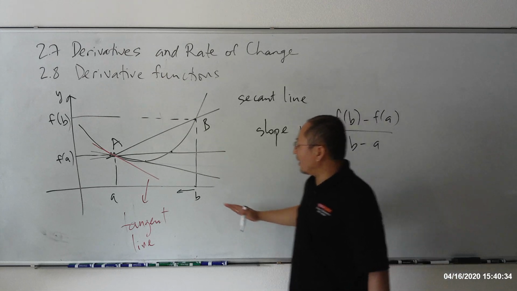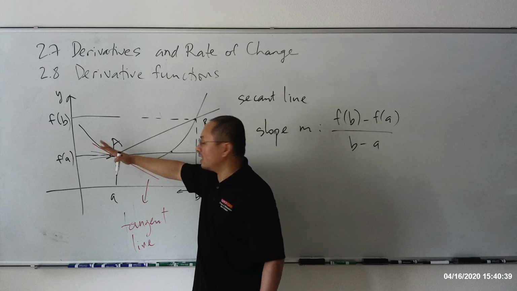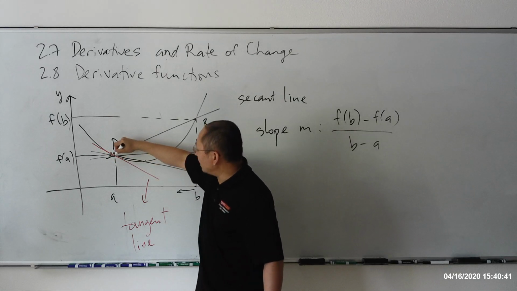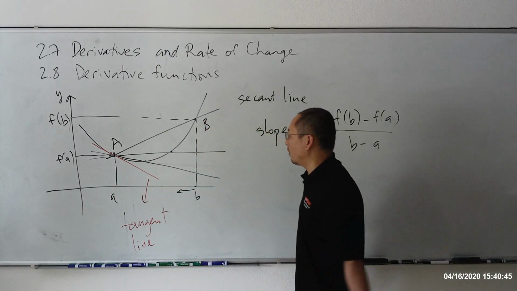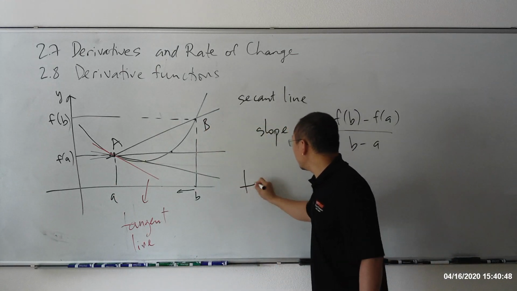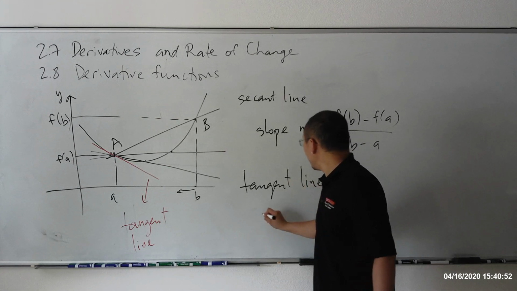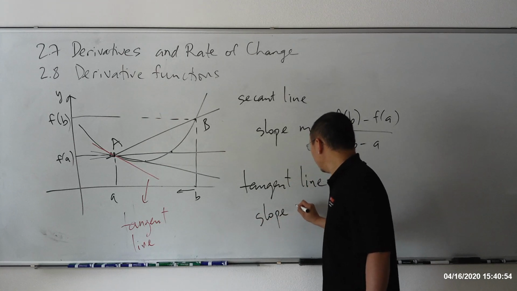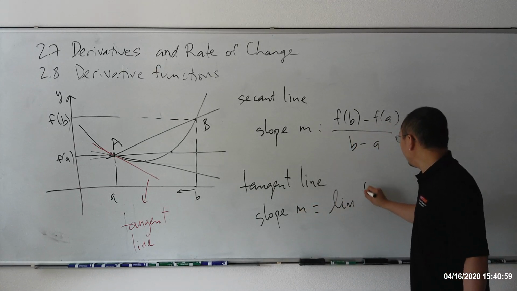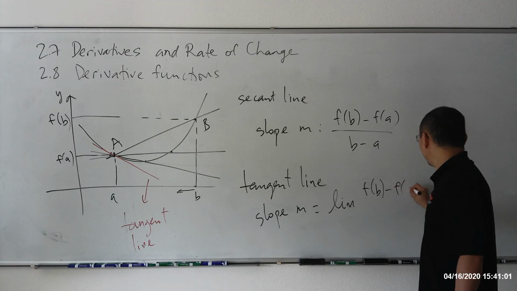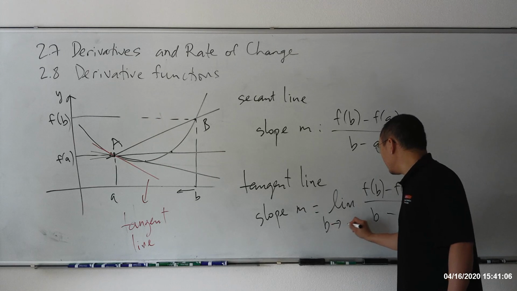Now you want to calculate the slope of the tangent line. Remember what we talked about last time? The line that is touching the curve at just 1 point, because now that point B is very, very close to point A. You think of it like 1 point, okay? So for the tangent line, the slope of the tangent line is what? The limit of (f(B) minus f(A)) over (B minus A) when B approaches A.